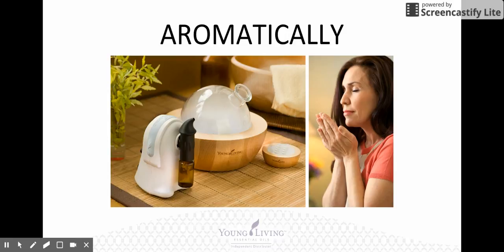As you see in the picture here, there are large ones that you might use in a big space like your kitchen, or you might use one like the one to the left here, where it's a little bit smaller and you use it in the car, or it's portable like you use in your office. So it just makes it so easy to use the oils in any environment.